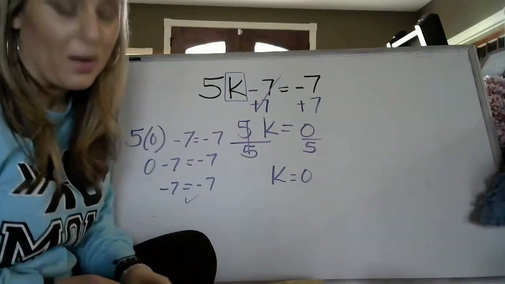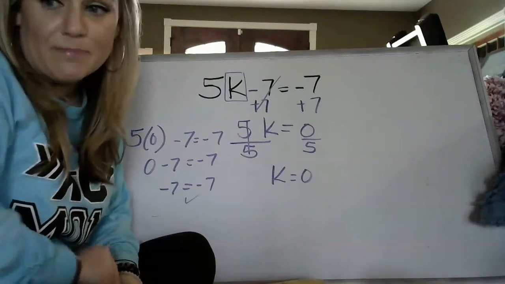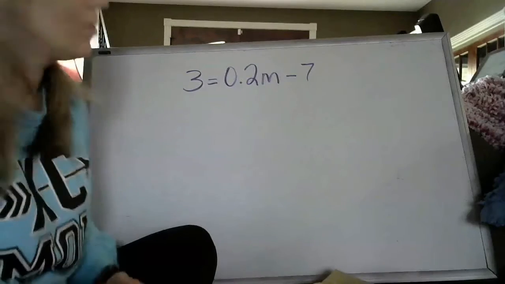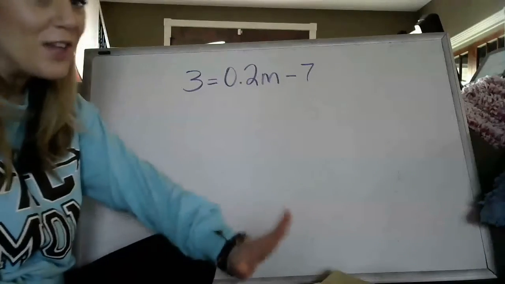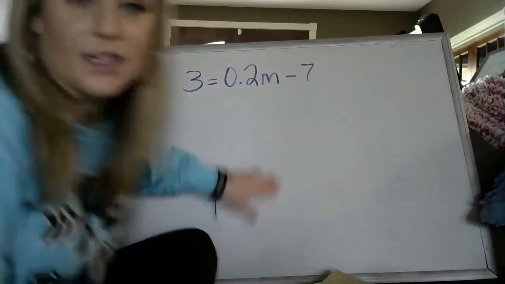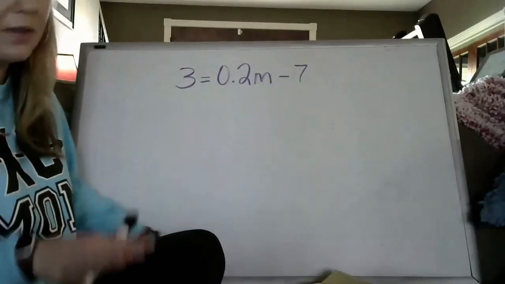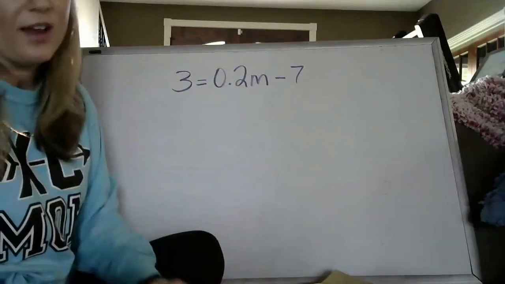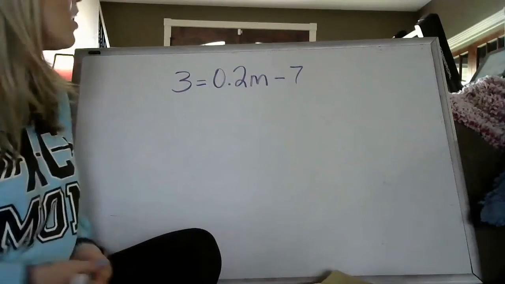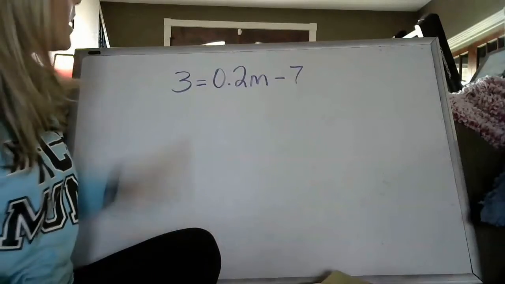Okay, so we're going to do a couple more. We're going to do one, maybe with some decimals. Okay, so this is also a little bit different because our variable's on the right side of the equal sign, and that's okay. We're going to solve it the same way. So I want you to write this down. I want you to pause my video, try to solve this on your own first, okay? All right, so here we go.